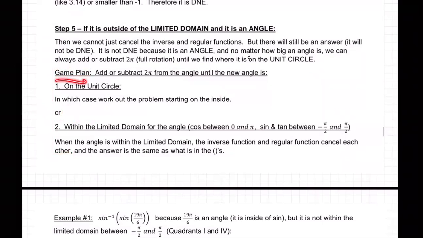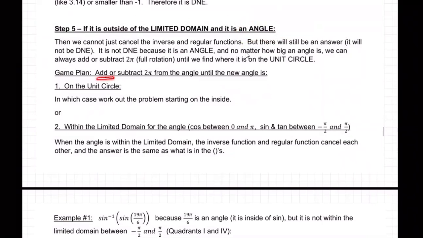So what is it? Here's the game plan. Add or subtract 2 pi from the angle until the new angle is one of two things, either on the unit circle or within the limited domain. And there's limited domains again. I don't think I made that very clear before, so now I'm trying to really make that clear. Let me say that again. Are you getting that? What do you do when you have an angle that's not within the limited domain?